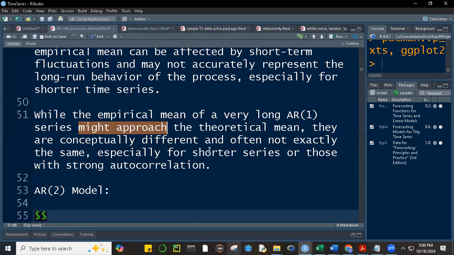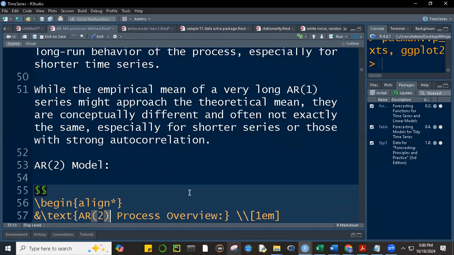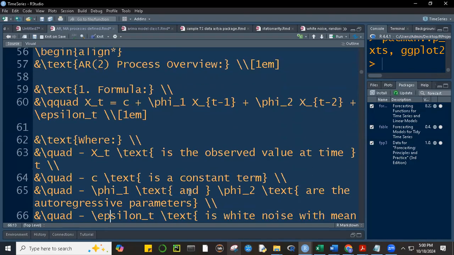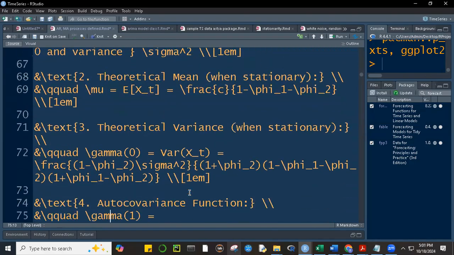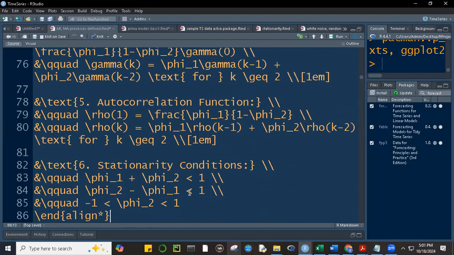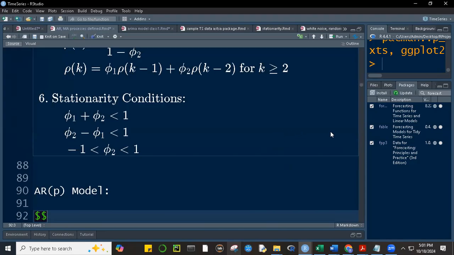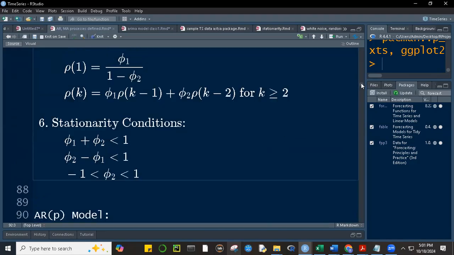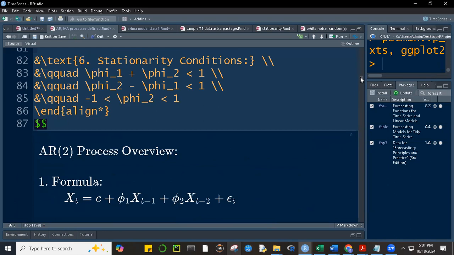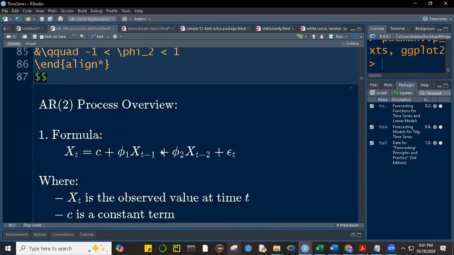However, they are conceptually different and often not exactly the same, especially for shorter series or those with strong autocorrelation. Okay, so there's a difference between theoretical mean and empirical mean. Okay, next class we go to, naibigay ko na naman sa inyo dati to class, no? Tingnan na lang natin very quickly itong AR2. Okay, so yung AR2 class, as we know, yung equation yan, dalawang lags ka. Dalawang lags. Okay. x_t minus 1 and x_t minus 2.